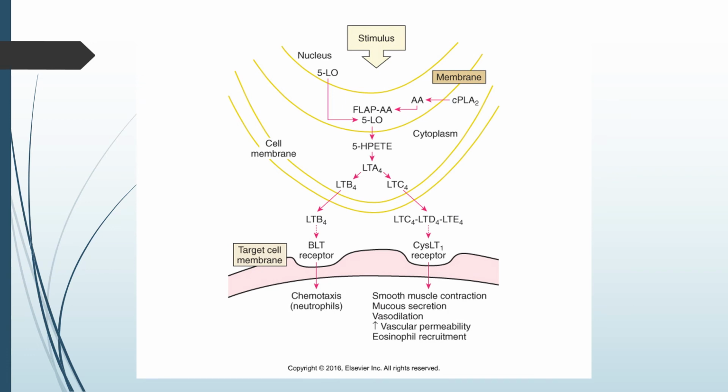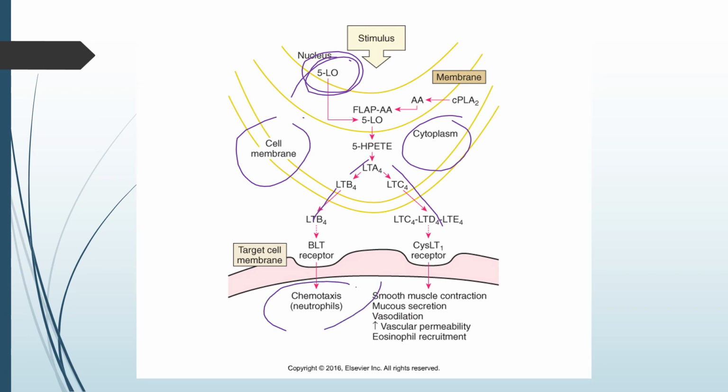So here's your 5-LO pathway that we were talking about. Here it is up here. Here's the nucleus. Here's that stimulus. What happens here? We're releasing all these bad things through the cytoplasm, through the cell membrane. We're releasing all these factors, which causes chemotaxis and neutrophils, right? Which is causing our smooth muscle contraction, our mucus secretion, our vasodilation, our vascular leakage, right? Our eosinophilic recruitment. These are all those bad things that we were talking about on that previous slide.